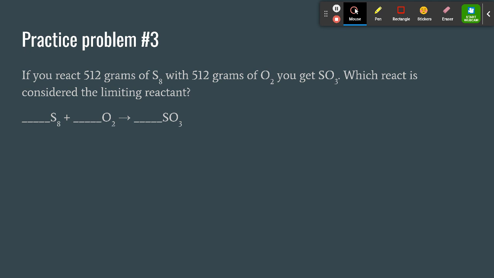All right. If you react 512 grams of S8 with 512 grams of O2, you form SO3. Which reactant is considered the limiting reactant? Again, we're going to have to start with balancing the chemical reaction. But if you notice our last few examples, we used moles. This time we're starting with grams. So this is a stoichiometry practice because you have to convert from grams to moles.